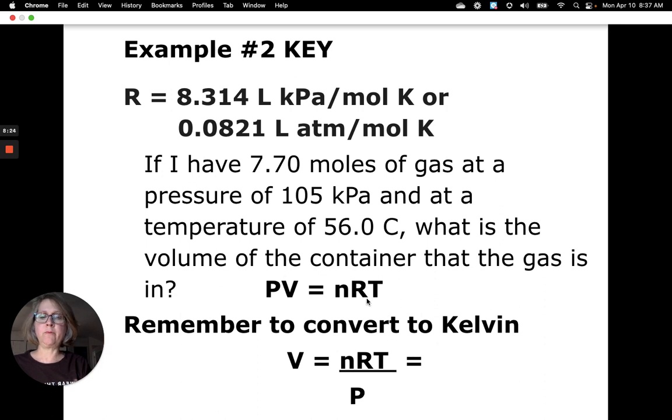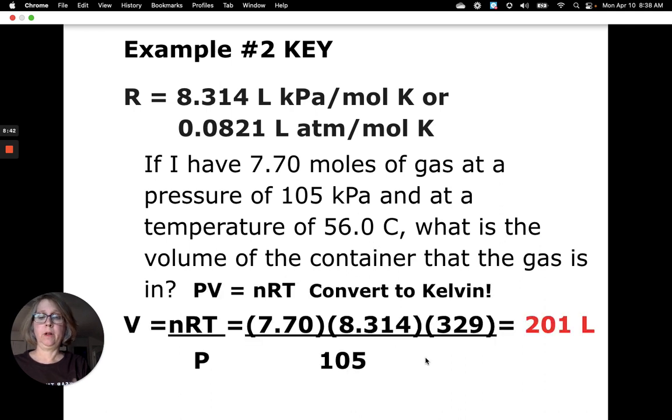All right, so now you have to remember that these gas laws are always assuming the absolute scale. So you're going to have to change temperature into Kelvin. Before we plug in here, we're going to have to change 56 Celsius into Kelvin, which means we're going to have to add 273 to it. If we do that and plug in nRT over P, we've got our moles.